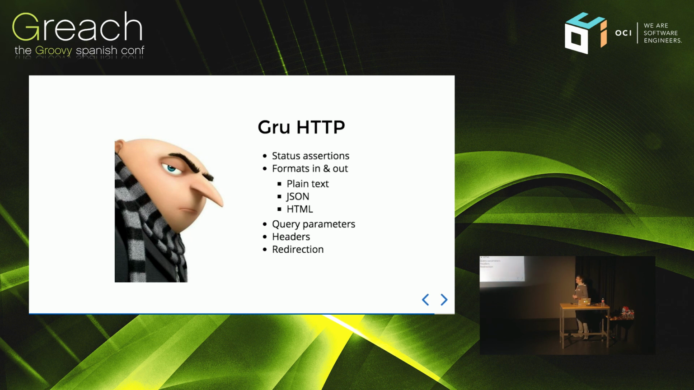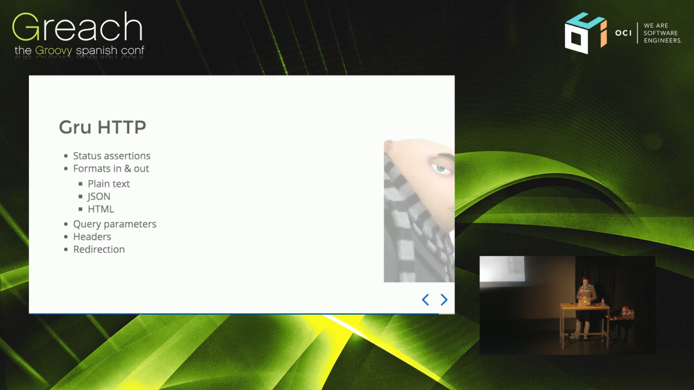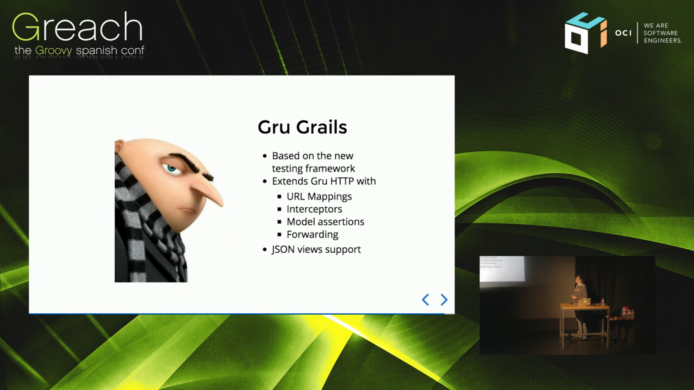Of course, you can supply the query parameters, headers, and you can assert the redirection, so if the endpoint redirects to the location you want. For Grails, there are some other things. It's the same as HTTP, but you can use the URL mappings. You can include the interceptors. So if you heavily rely on logic in interceptors, from my point of view, it's good, instead of basically copying the logic from the interceptor, to just include the interceptor and it will work.